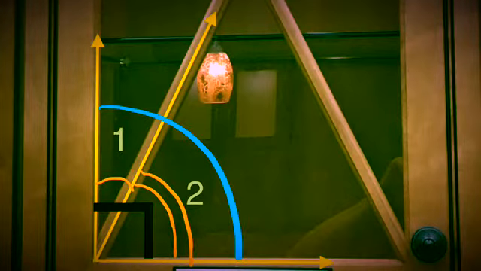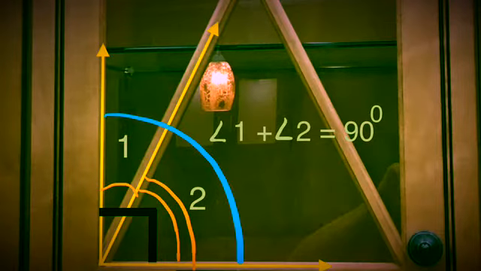This diagram shows that angle 1 and angle 2 together make up the entire 90-degree angle. Since both of these angles make up 90 degrees, then angle 1 plus angle 2 is equal to 90 degrees.